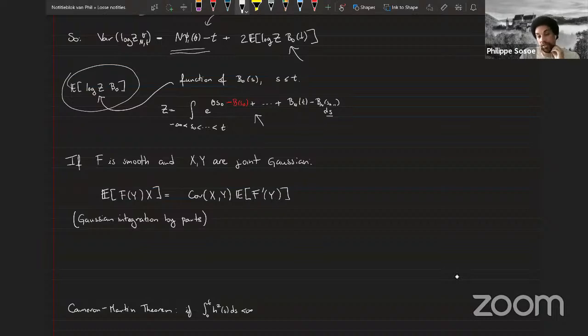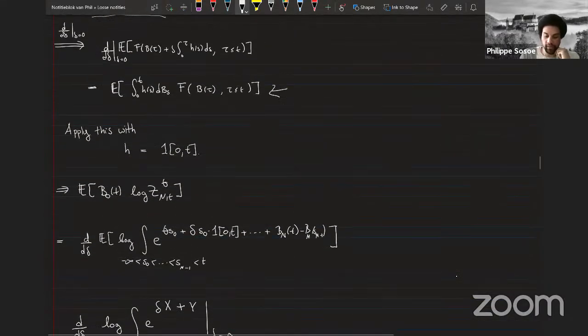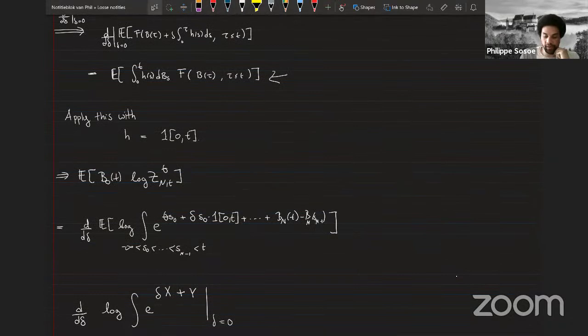So this term, expectation of log z times b0. Because what we have is the Brownian motion b0 of t, and we have log of z, which depends on the Brownian motion. So if we apply this formula here with the function h being the indicator from 0 to t, then we find that the expectation of b0 of t times log of z at t, theta is equal to the derivative with respect to delta at delta equal to 0 of this partition function modified by this term here.